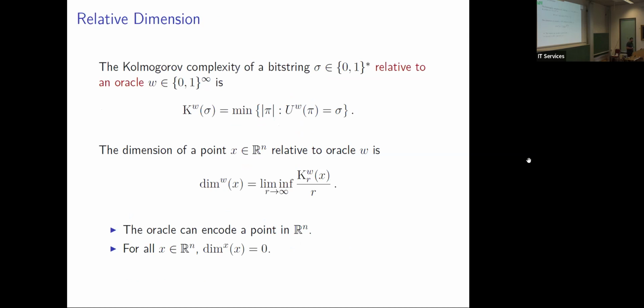We'll also need to use relative dimensions, so we'll do this relative to an oracle. We just give the decoding Turing machine access to some oracle W here. Often we'll want that oracle to encode some other point. Notice, for example, that for any point x, its dimension relative to itself is going to be 0, because you can get very short descriptions of x when you have access to an oracle for x at any precision you want.